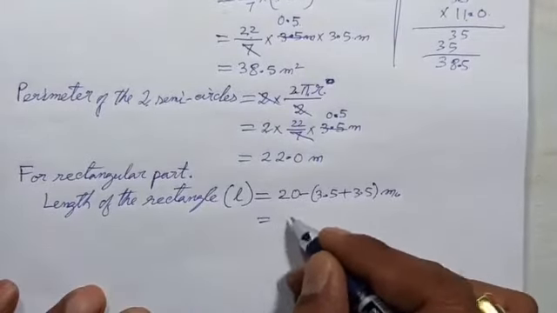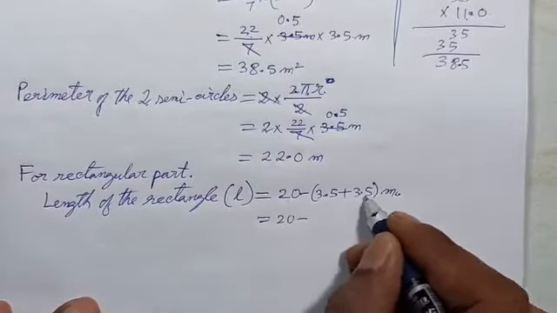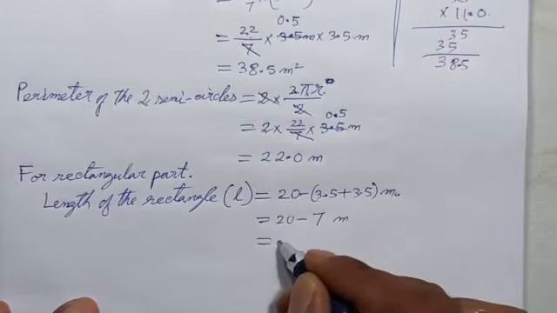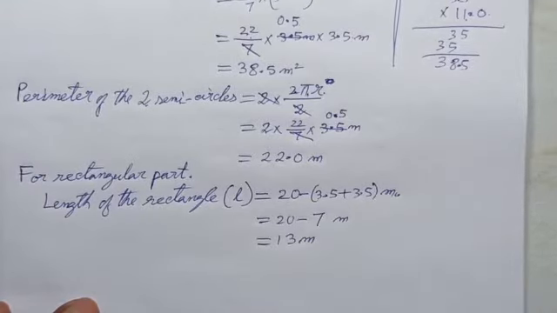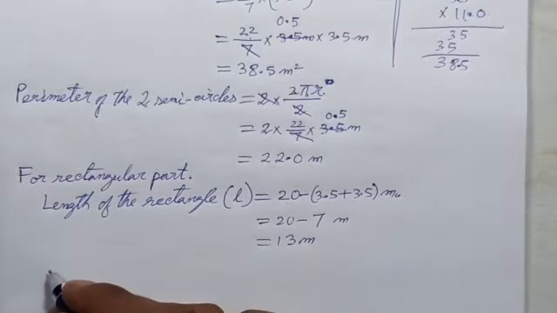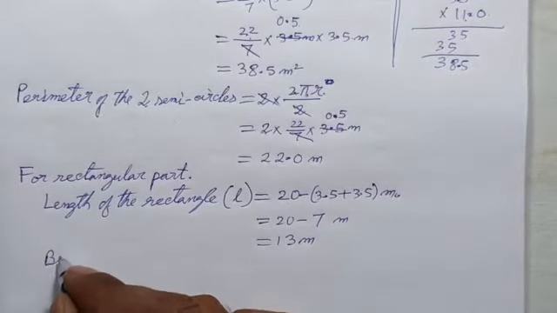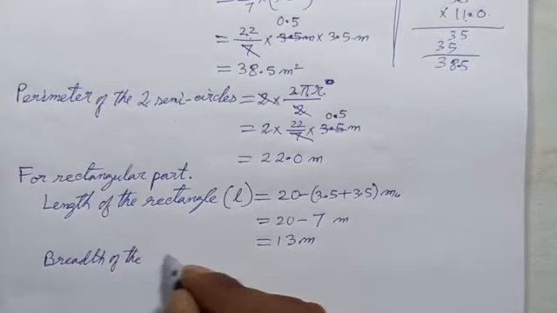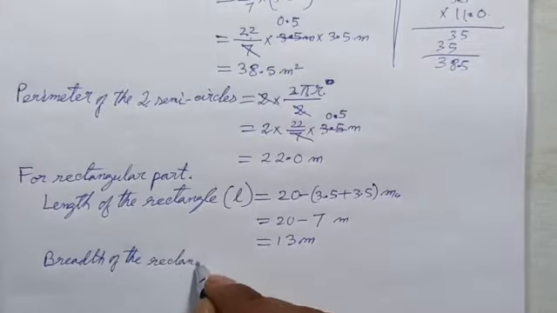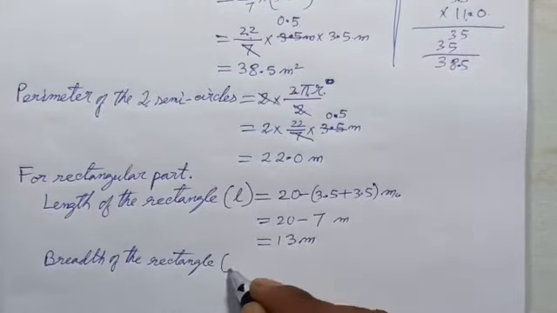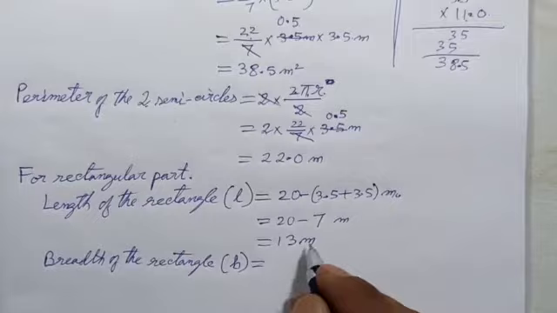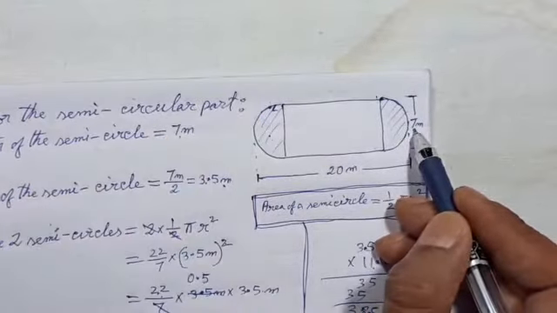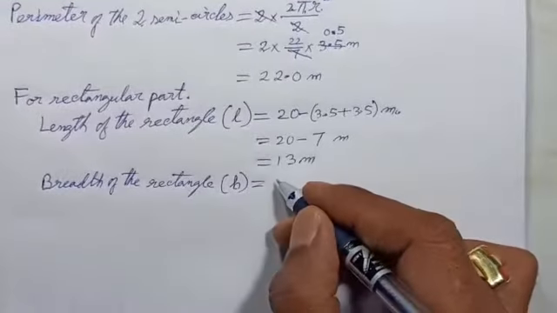Now 3.5 plus 3.5 is 7 meter. If we subtract, we are getting 13 meter. Next, let's find out the breadth of the rectangle. Breadth of a rectangle is represented by B, and this is given in the question as the breadth from here up to there, that is 7 meter.